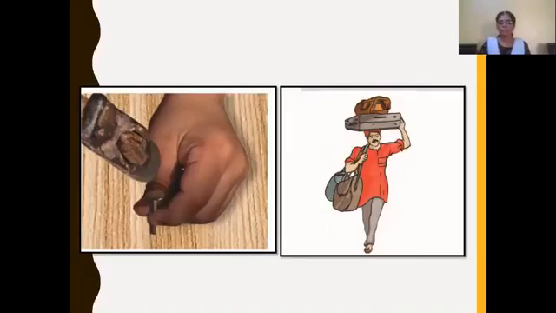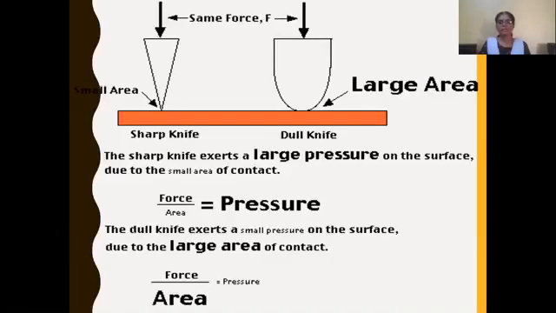So that is the reason why the porter, before carrying the load, keeps a cloth rolled in a wider manner. Now the next example we'll see is about a knife, which we use for cutting vegetables.